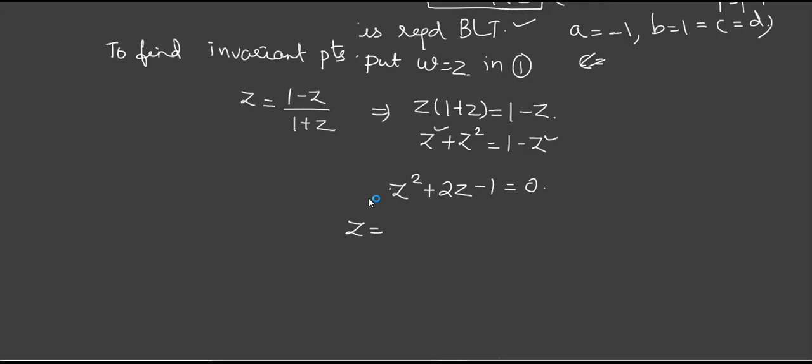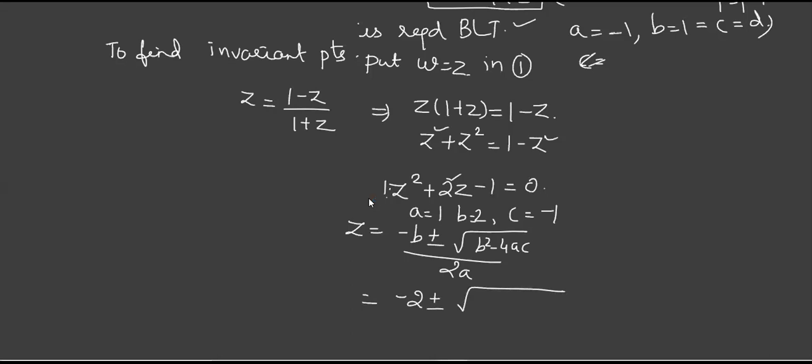Okay, let me apply that. My a is 1, my b is 2, my c is minus 1. The formula is minus b plus or minus root of b square minus 4ac upon 2a. Why am I applying this? Because it's a quadratic equation. What is my b? Minus 2 plus or minus. What is b square? If I square this value, 4 minus 4 into a is 1 and c is minus 1, divided by 2 into 1.